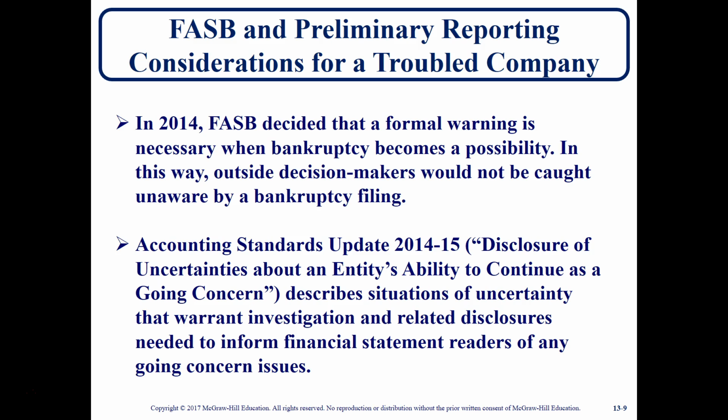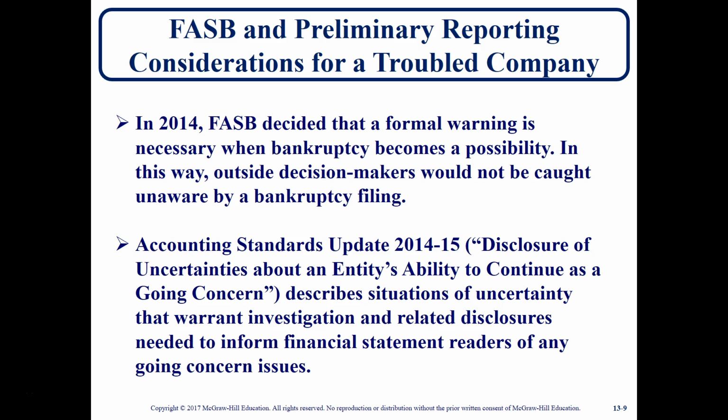In 2014, the FASB decided that a formal warning is necessary when bankruptcy becomes a possibility. This way, the decision makers on the outside would not be caught totally off guard. ASU 2014-15 describes the situations of uncertainty that basically require disclosures to inform financial statement readers of any going concern issues. This is not only something that management does, but also, possibly, with the concurrence of the auditing firm.